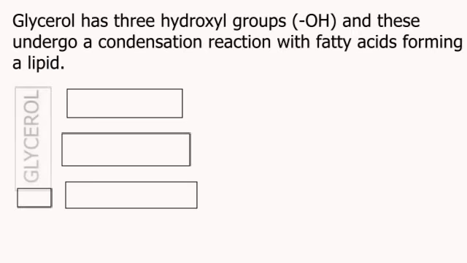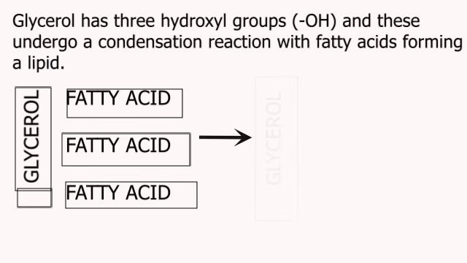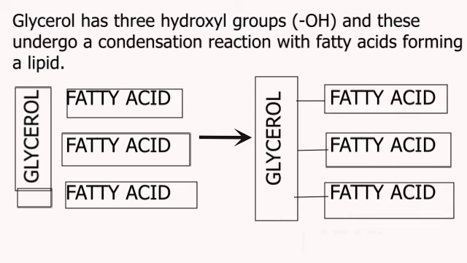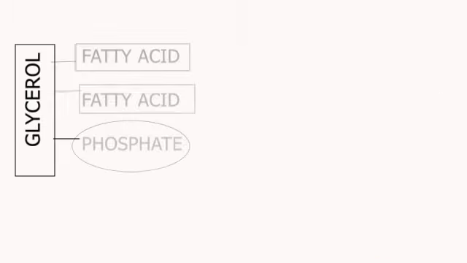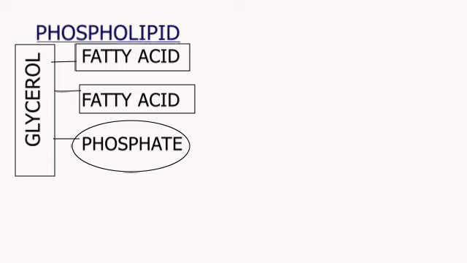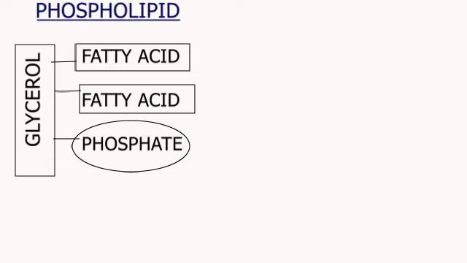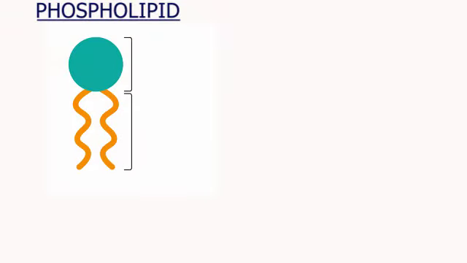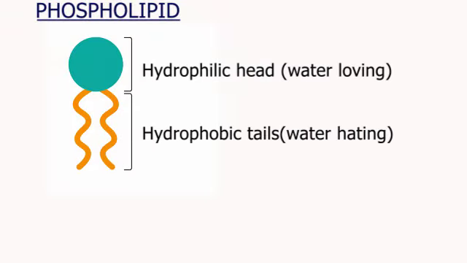Now, our next component of the phospholipid is glycerol, and this has three hydroxyl groups which each undergo a condensation reaction with three fatty acids to form a lipid. Now, during a condensation reaction, all you should know is that water is lost, and so a phospholipid is basically a lipid containing a phosphate group. So the phosphate group replaces one of the fatty acids and combines with glycerol. So phospholipids have two fatty acid tails and a phosphate head. Now the phosphate head is polar and therefore is soluble in water, it's hydrophilic, or water loving. So phospholipids have hydrophilic heads and hydrophobic tails.